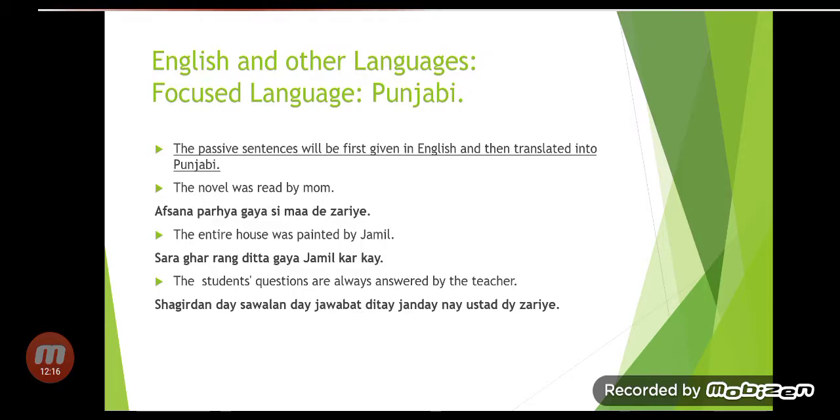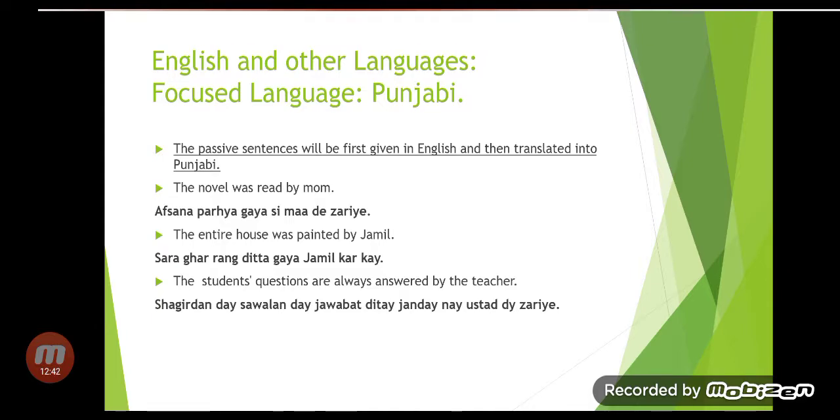So let's see. The novel was read by mom. This is a passive construction. And the Punjabi version of it is Afsana padhya gaya si maa de zariye. Right? The second sentence is, the entire house was painted by Jameel. Sara ghar rang ditta gaya Jameel karke.